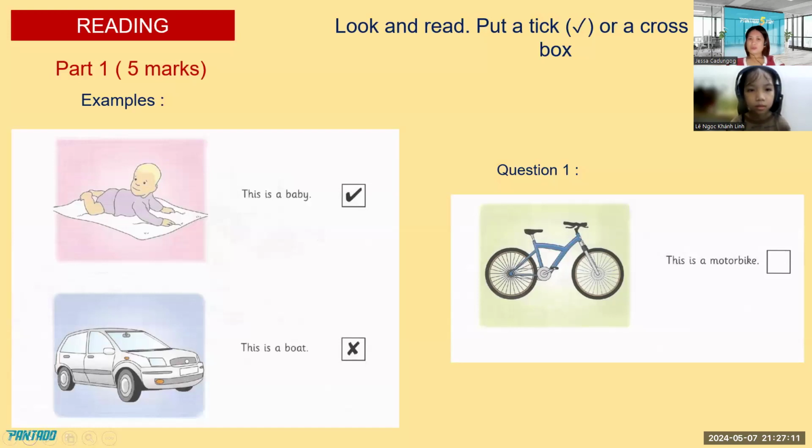Lynn, in the first part of the reading and writing activity, you're going to look at the picture, read a sentence, put a tick if the sentence and the picture are the same, and put a cross if they are not the same. For example, Lynn, number 1, this is a baby. Look at the picture. Is it a baby? Yes. Yes, so you put a tick. How about the second picture? This is a boat. Is the picture a boat? No. No, so you put X. Okay, Lynn? Please answer question number 1.